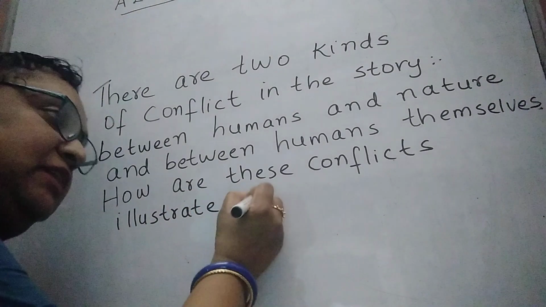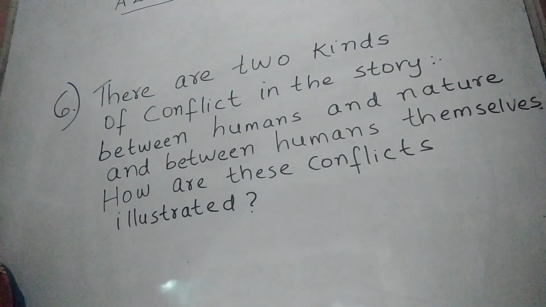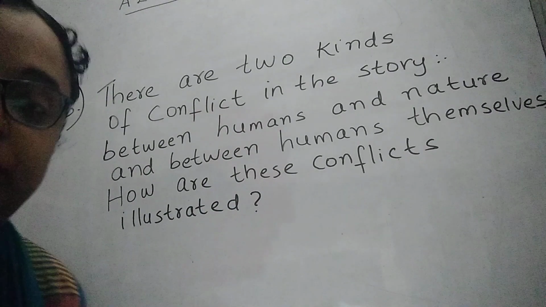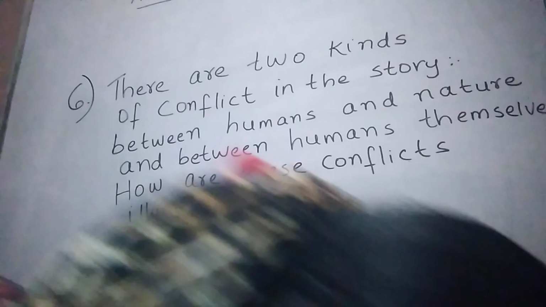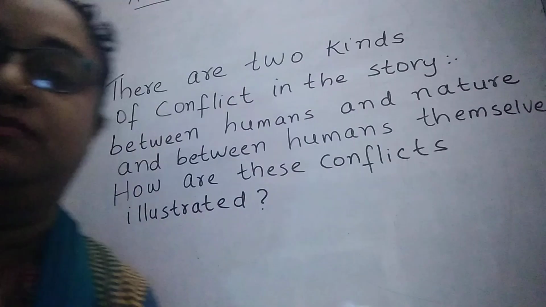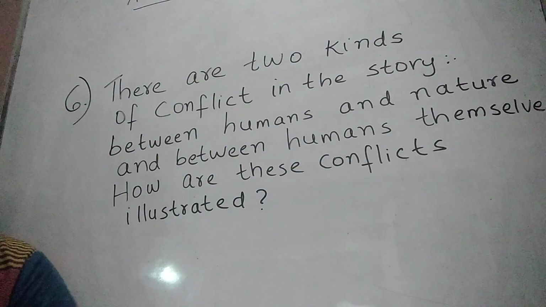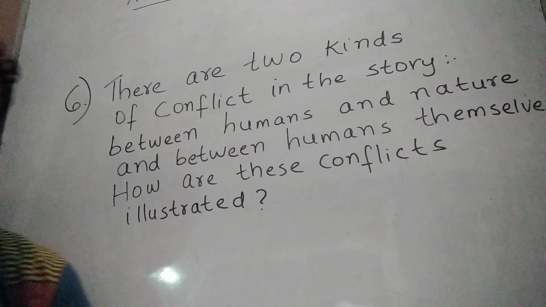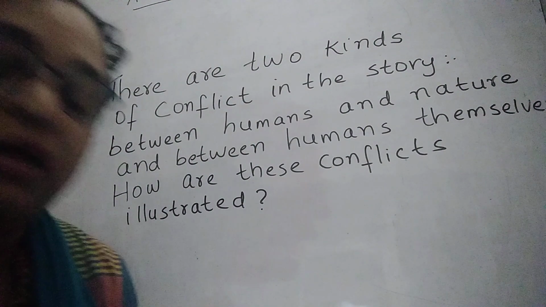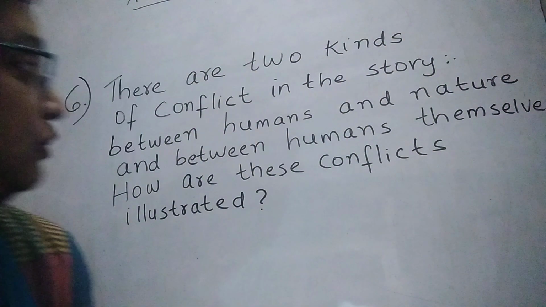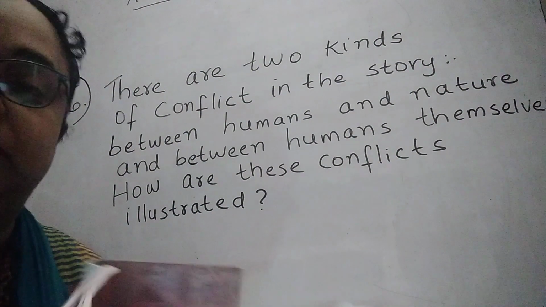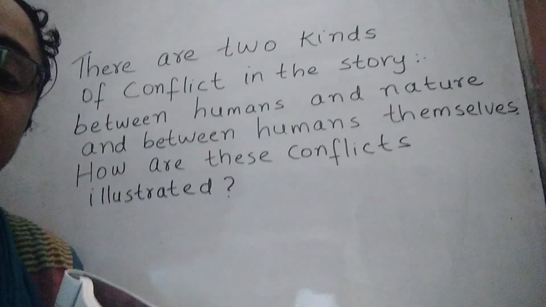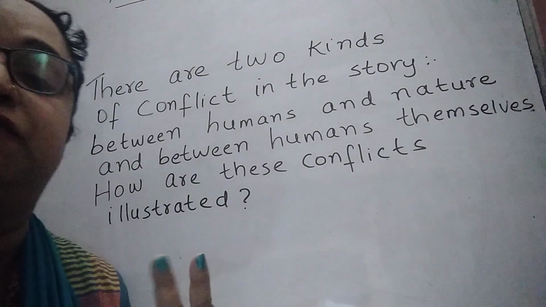Okay, all of you please take down the question. Either you take it down from your textbook or please copy down the question first. Then I'll explain the question. So what is the question written here? We'll go through the question. There are two kinds of conflicts in the story. So it is said that there are two kinds of conflicts.